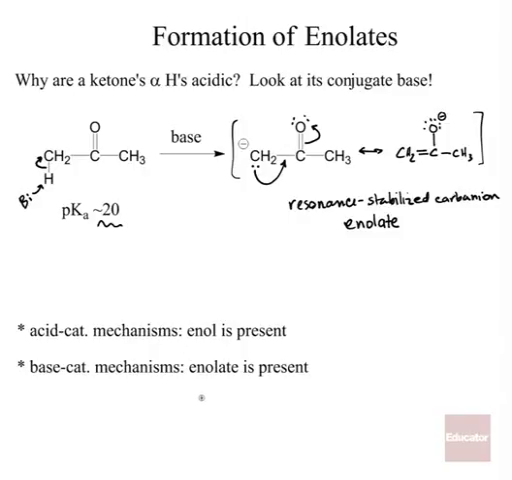It turns out we're going to be using both the enol and the enolate. If we have acid catalyzed mechanisms, that's when we'll be using the enol version of this compound. And in a base catalyzed mechanism is when we're going to be using the enolate version. So we'll see many examples of these in the following slides.